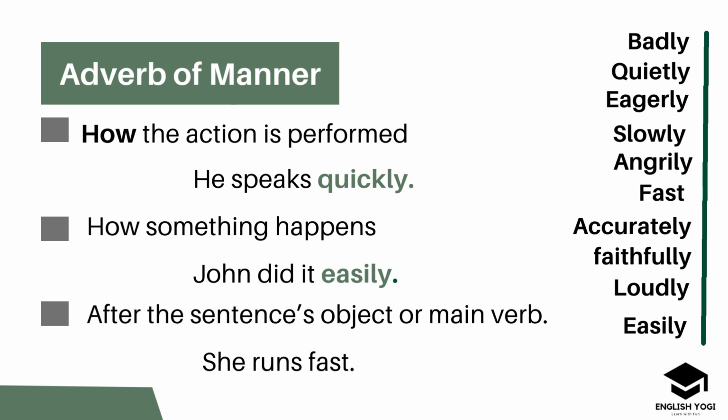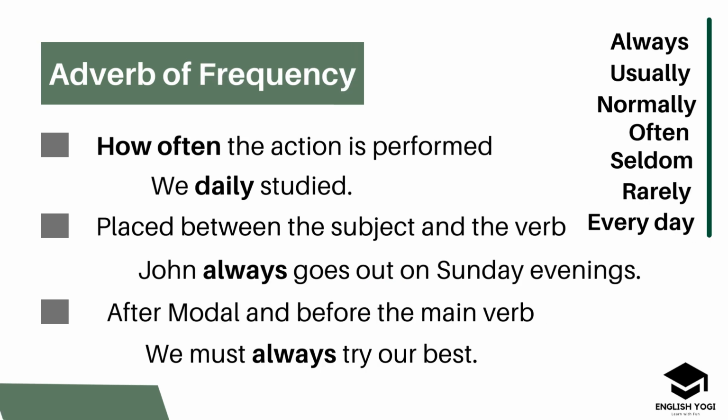For example, John did it easily. So how John did something: he did it easily. After the object or main verb, we use this adverb of manner. She runs fast. The word fast is also an adverb of manner, and it is used after run. These are examples of adverbs of manner: badly, quietly, eagerly, slowly, angrily, fast, accurately, faithfully, loudly, and easily. In simple language, adverbs of manner are used to show how the action is performed in the sentence.